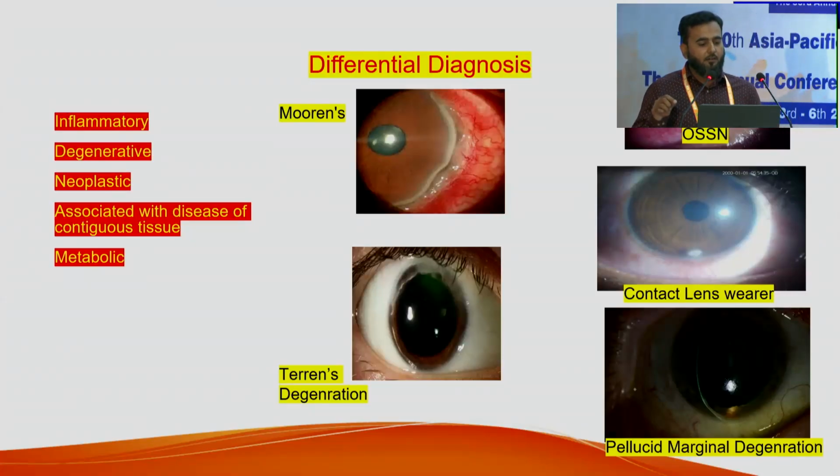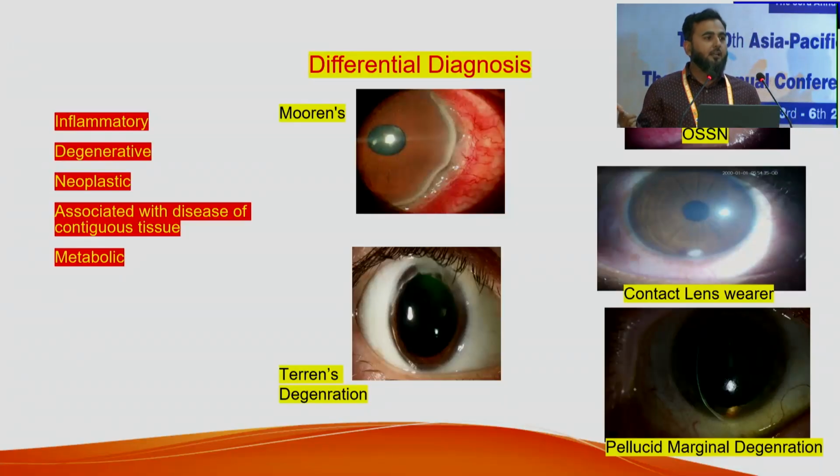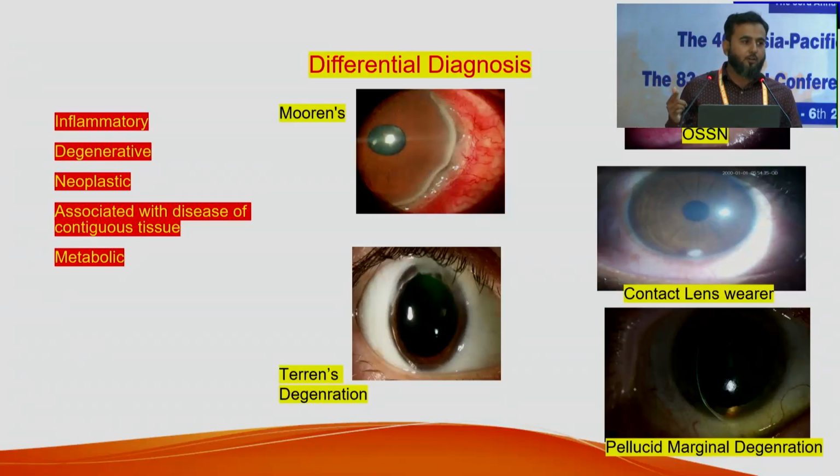Terrien's usually has lipid deposition at its advancing edge, and there will be superior limbus involvement. Whereas in PMCD, like pellucid marginal degeneration, you will have inferior corneal thinning, and sometimes this thinning can be so advanced that it can give rise to a hydrops or a perforation also.